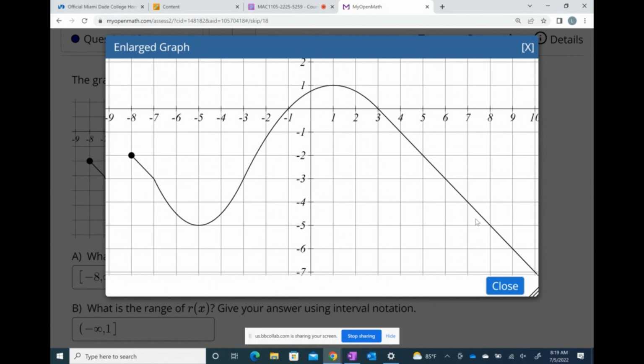So -8 to -1. Include this guy because -8 is down here, so that's fine. We don't include this one because at -1 the function is equal to 0. We don't care about that. We want less than 0. And then the other piece from 3 to infinity, not including 3. And then all the way to the right, the function goes down. So that's what we get. Are you okay with this? All right, good.